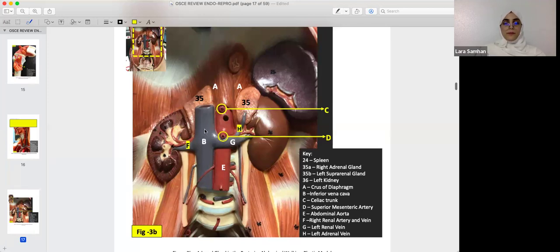So we have letter D, which is going to be a vein, called the inferior vena cava, right? Right. And then letter E is an artery. So what is it called? It's called the abdominal aorta. So we have the vein and the artery.